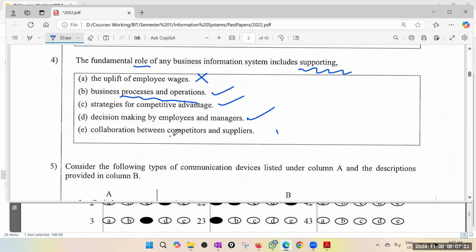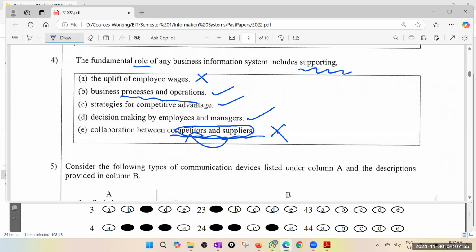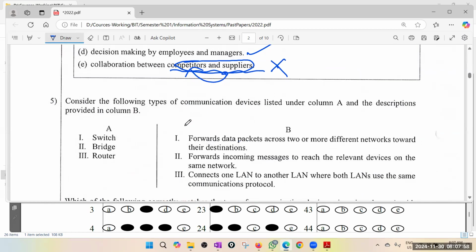Collaboration between competitors and suppliers. Of course, we don't want to let competitors and suppliers collaborate with each other. That is something we don't want. We are interested in our business, not in suppliers and competitors collaborating. Of course, you want to collaborate with suppliers, but you don't want to collaborate much with the competitors. But this says collaboration between competitors and suppliers. So I say no. So I'll go for BCD. Yes, BCD.